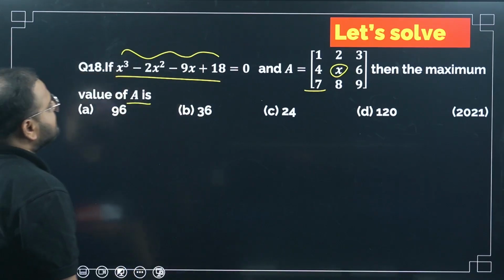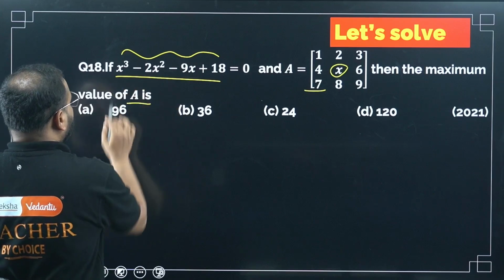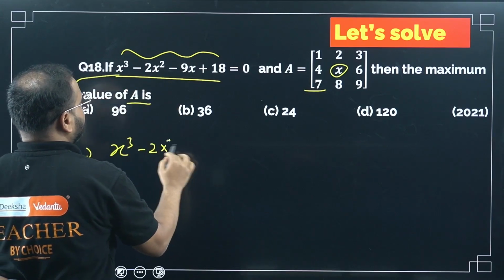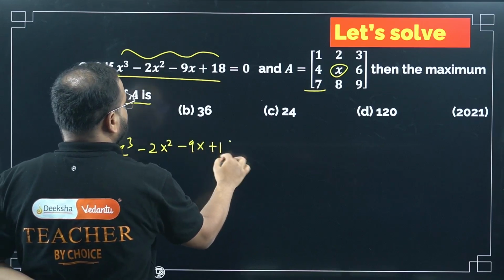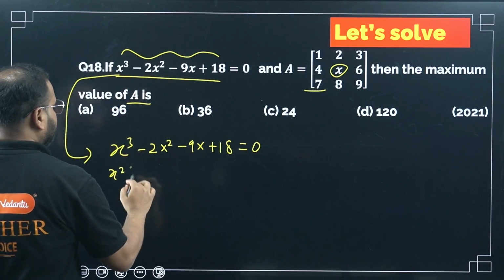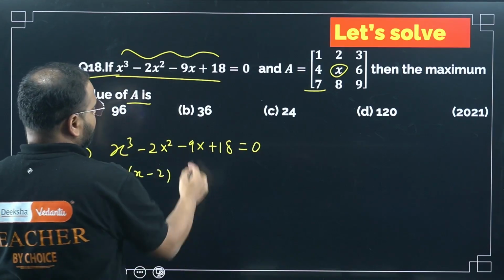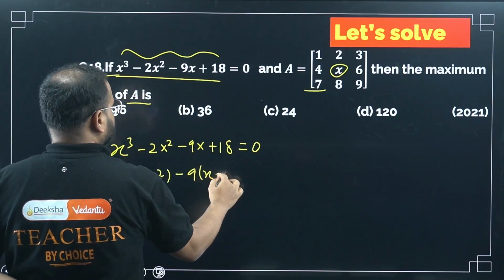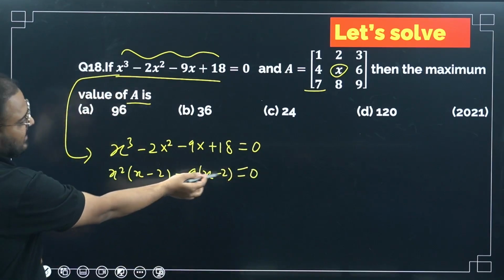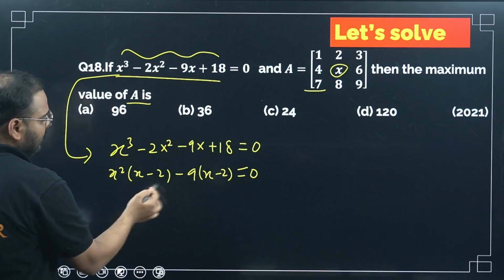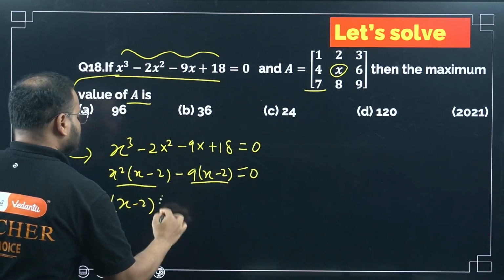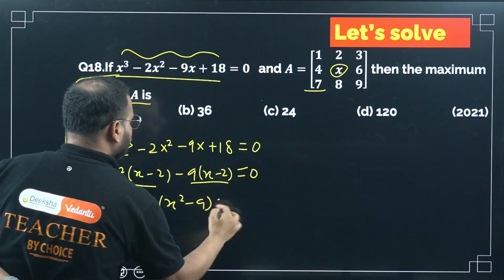Let's check, sir. How will I write this? So x cube minus 2x square minus 9x plus 18 equals 0. Am I right? Take x square common here, x minus 2, take minus 9 common here, x minus 2 equal to 0. Am I right? Minus 9 I can take common, right? x minus 2 is correct. Again x minus 2 is common from these two terms. So take x minus 2 common. What is here? x square minus 9. x square minus 9 equals to 0.